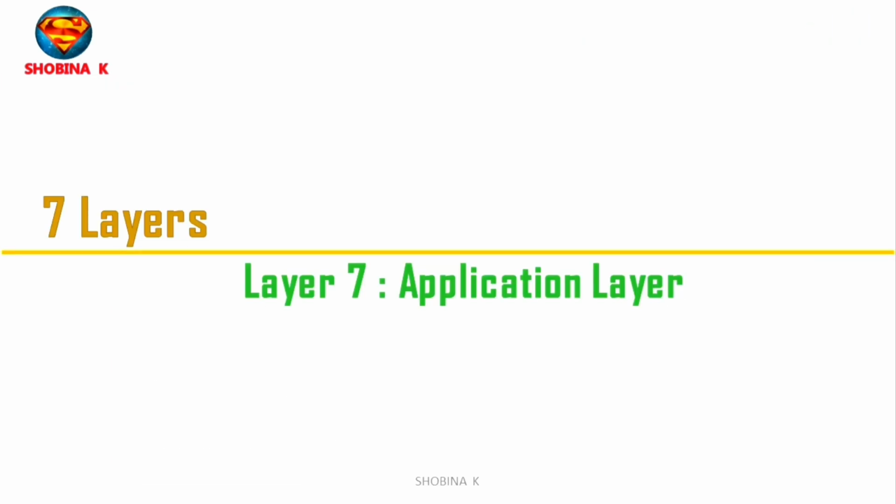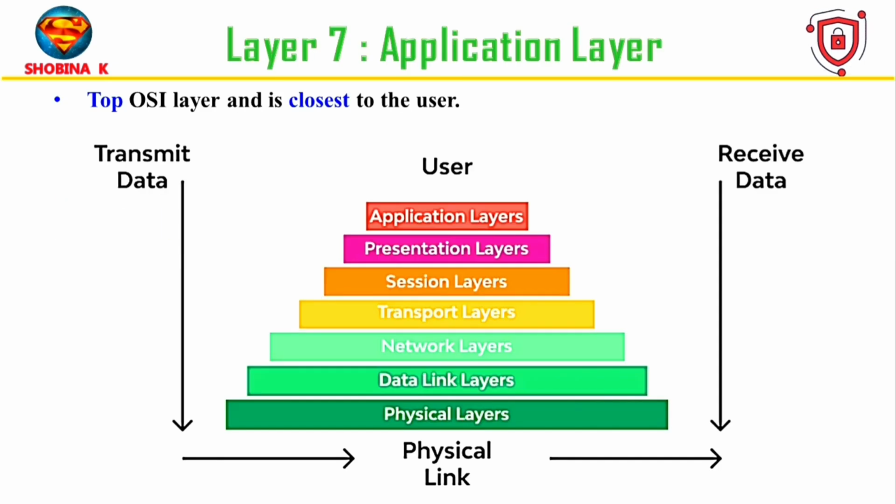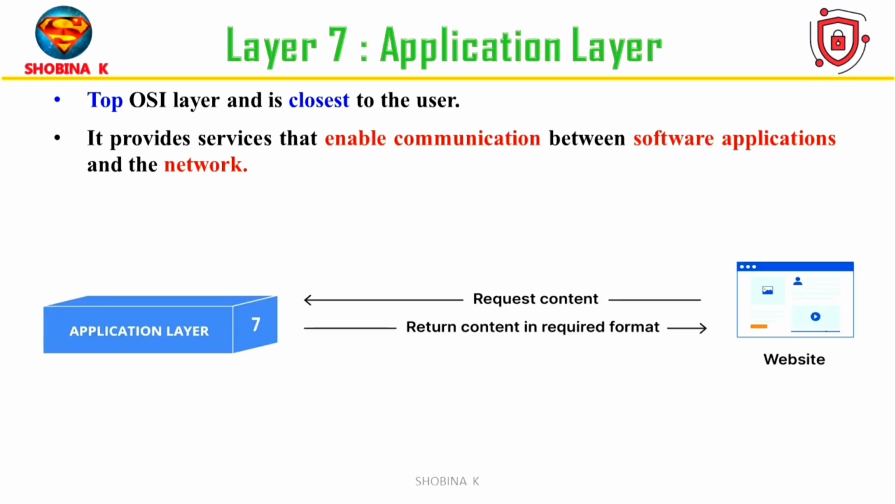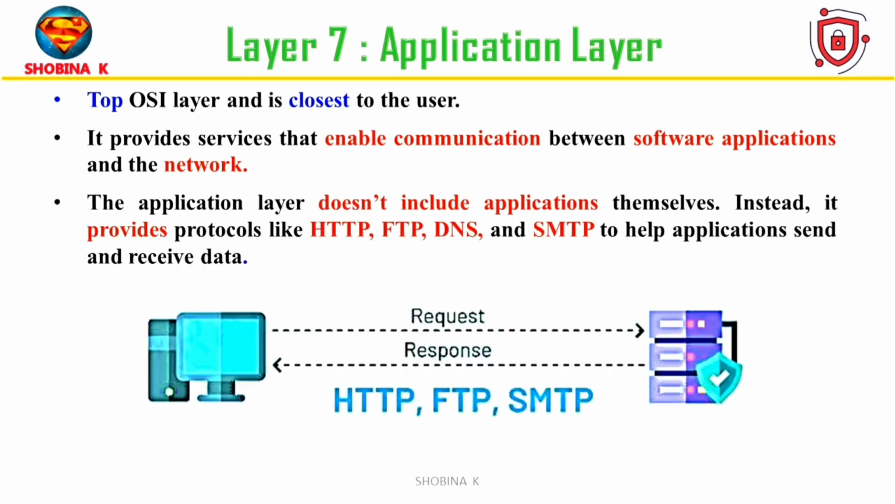And finally, we have application layer. The application layer is top OSI layer, which is closest to user. This layer provides network services directly to user applications. It acts as an interface between user and the network. It enables applications to initiate communication with network and send data to the presentation layer for further processing.